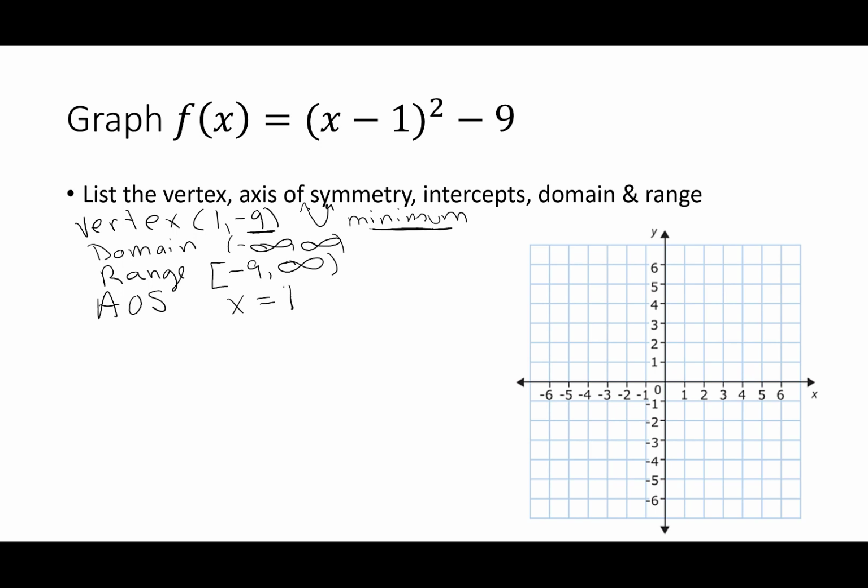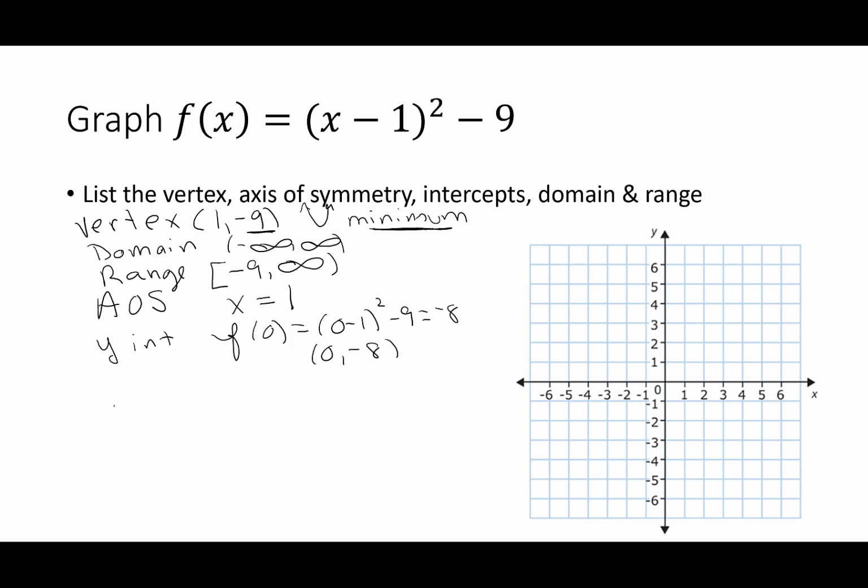Then to do my intercepts, well, I have two intercepts. Let's do the easy one first, the y-intercept. The y-intercept comes from calculating f of 0. So I have 0 minus 1 squared minus 9. 0 minus 1 is negative 1. Negative 1 squared is 1. 1 minus 9 is negative 8. So I have a y-intercept at 0, negative 8.